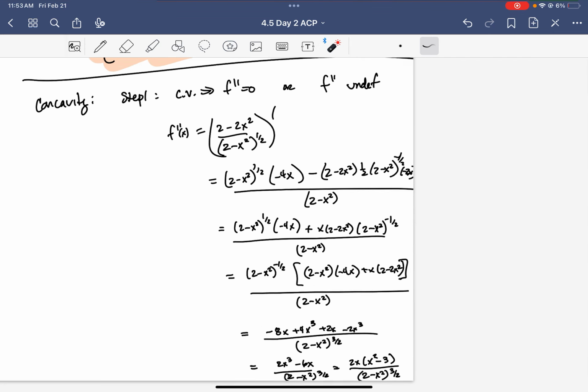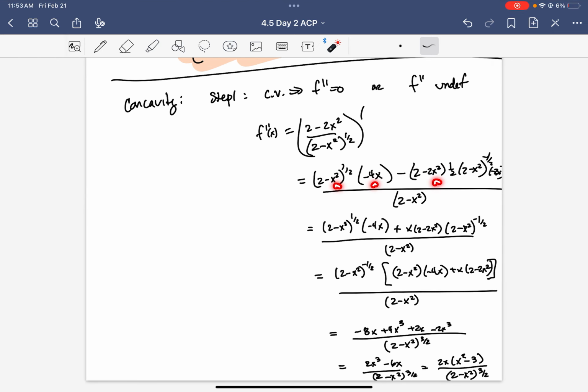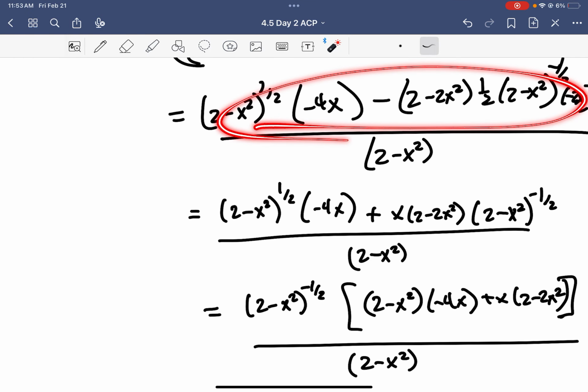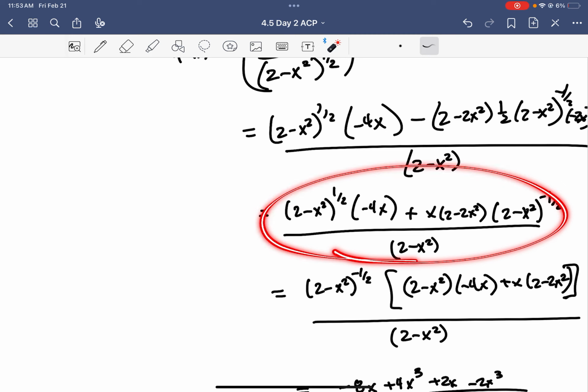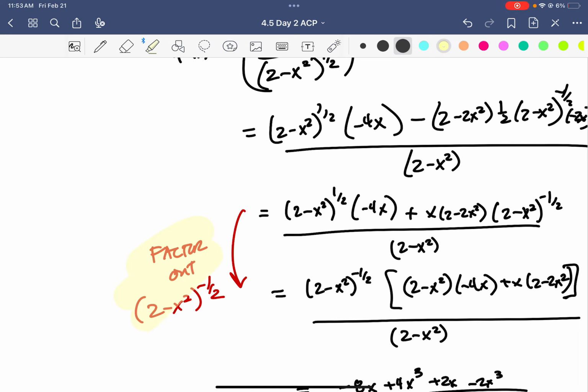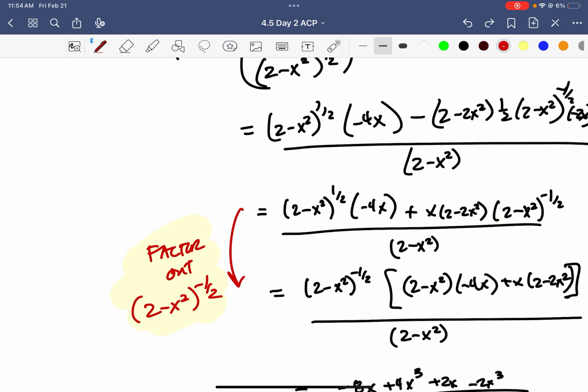Concavity, take the second derivative. So here, low d high minus high d low over low squared. You just want to be careful, right? We do a little bit of simplification and get to here. Then from here to here, we need to factor out 2 minus x squared to the negative 1/2. Right? So anytime you have a fraction and things to the negative of that fraction floating around, or just in general, if you have a negative exponent floating around, you want to pull that one out to make your fraction a little nicer.